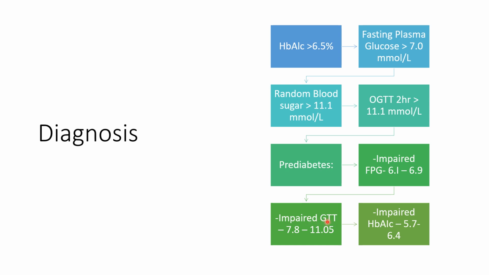Also, if OGTT is down and the second hour is between 7.8 to 11.05, not up to 11.1 or greater, then we cannot label the person as being diabetic, but pre-diabetes. So at the corner, pretty close. Hemoglobin A1C between 5.7 to 6.4%. No, it's not yet 6.5 or greater, so the person is pretty close. In all these situations, we call it impaired fasting plasma glucose, impaired GTT, impaired hemoglobin A1C.